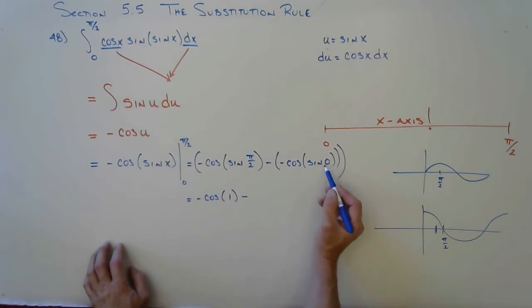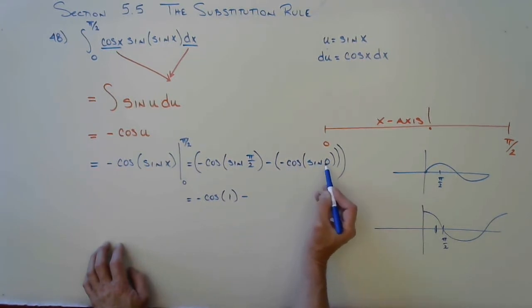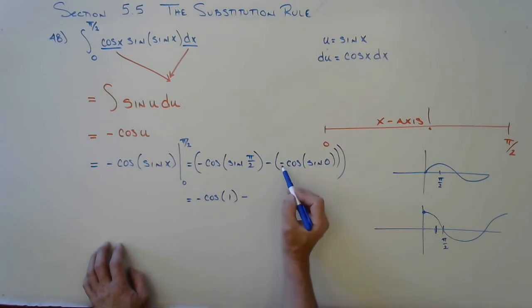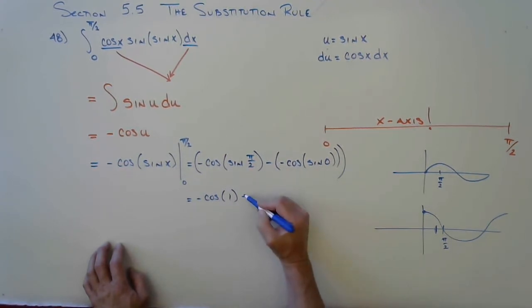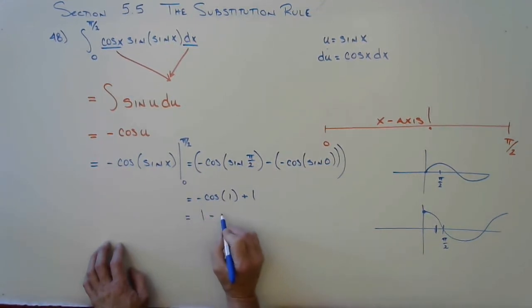sine of 0 is 0. Right? Sine of 0 is 0. See, it's right there. So this is negative cosine of 0. Cosine of 0 is 1, so that's negative 1. But then we have another negative, so that becomes plus 1. So our answer is 1 minus cosine of 1.